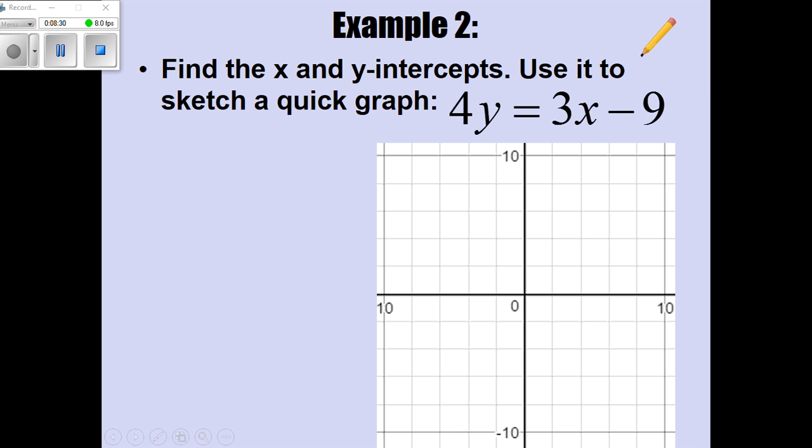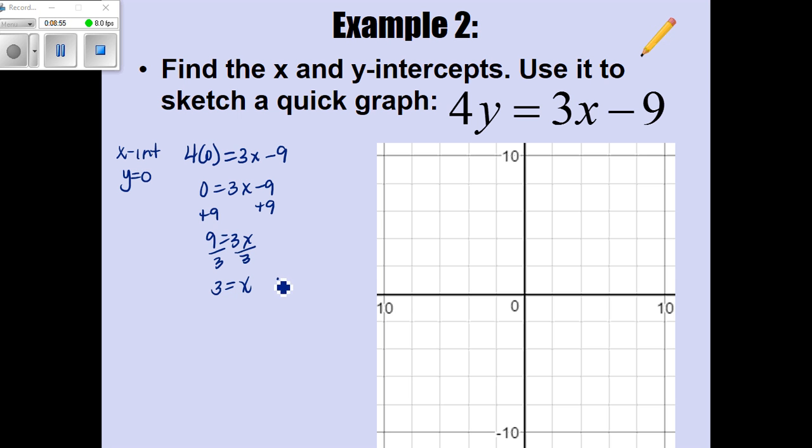So let's do it again. So let's find the x-intercept where y is plugged in as 0. So 4 times 0 is 0. I would add 9 to both sides. 9 equals 3x. Divide by 3, and x equals 3. So therefore, the x-intercept is 3, 0.